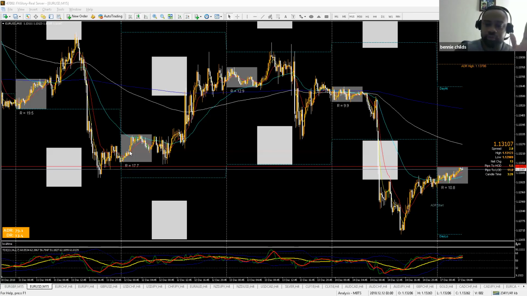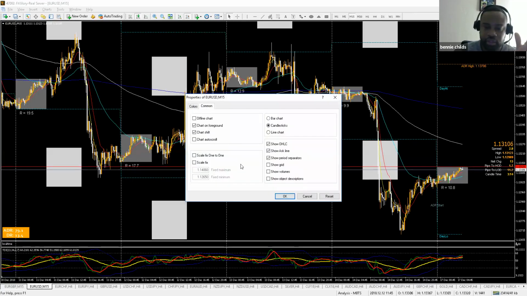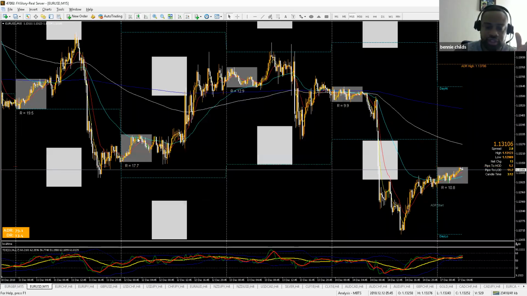You're looking for the Asian session. Let me hide this ask line. You are looking for the Asian session right here to be no more than 50 pips. If we go up here you can see this better. We're looking for the Asian session to range no more than 50 pips. The range for this Asian session on December 13th was 12.9. So that's what we're looking for: the Asian session is no more than 50 pips.